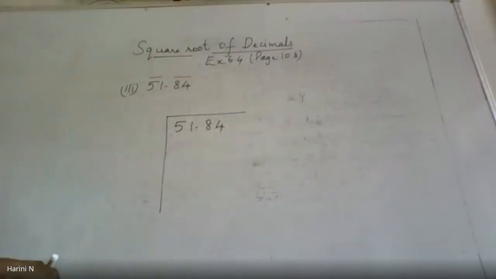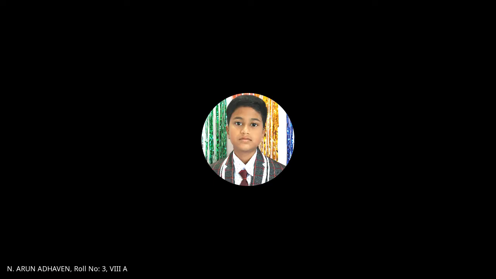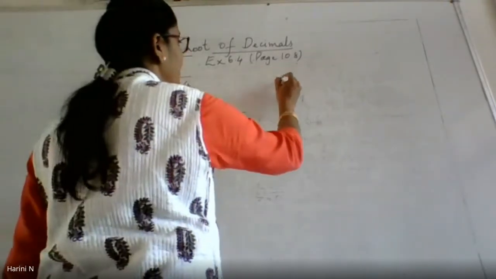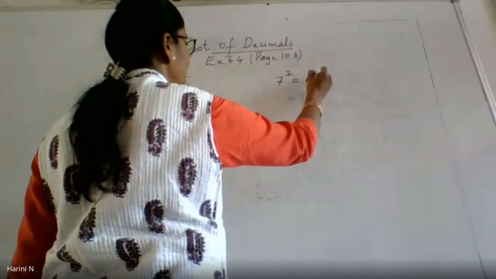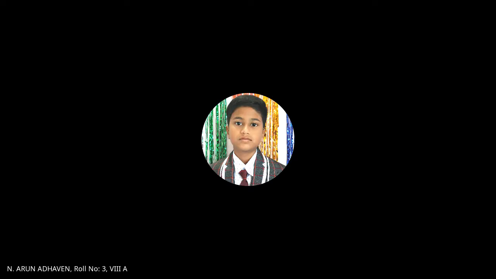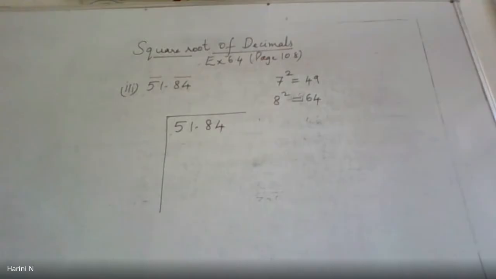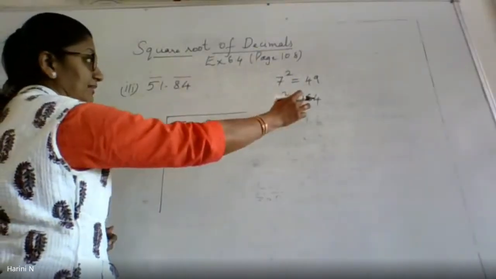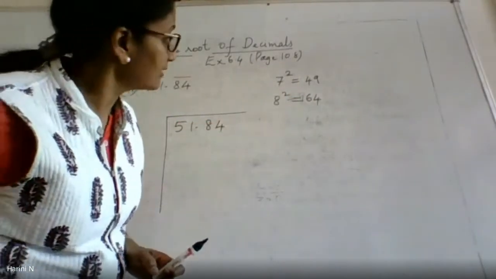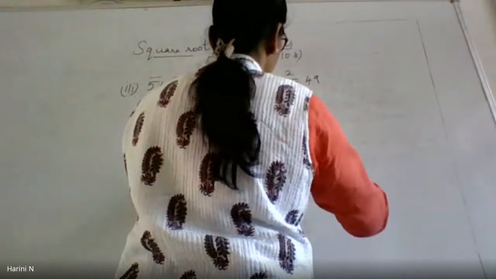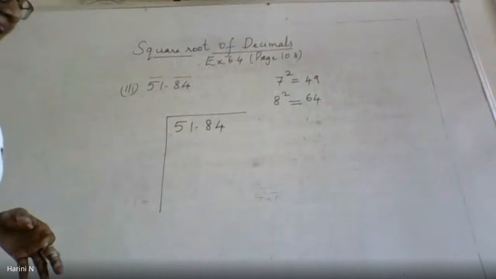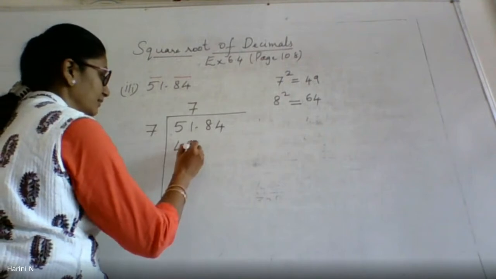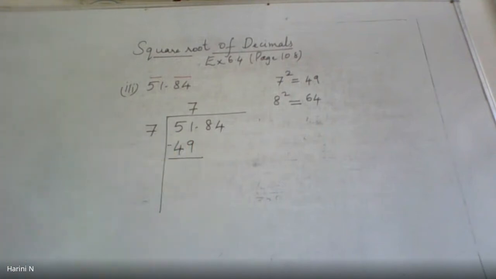So for 51.84, I have to take the square number which is nearest to 51. Ma'am, first we can go with 7 square, which is 49. I know, ma'am, we can go with 7 square. 7 square is 49, 8 square is 64. Which one will I take? You can take 7 square because that only is less than 51. 64 is exceeding 51. Okay, so we take 7 square, 7 and 7. That makes it 49. On subtraction, you get a 2.